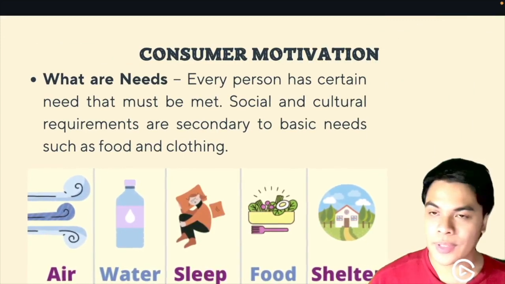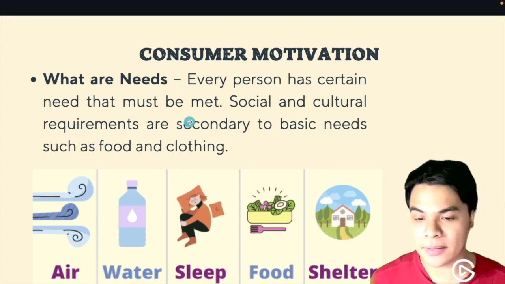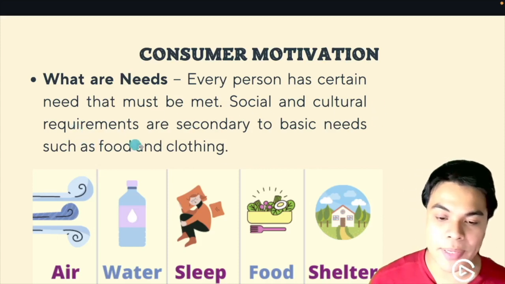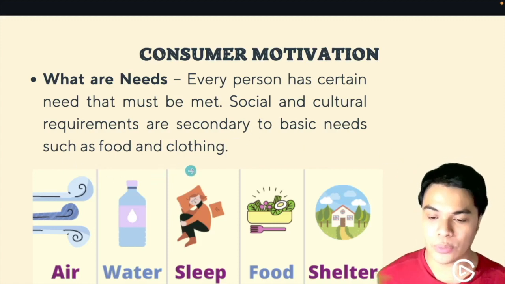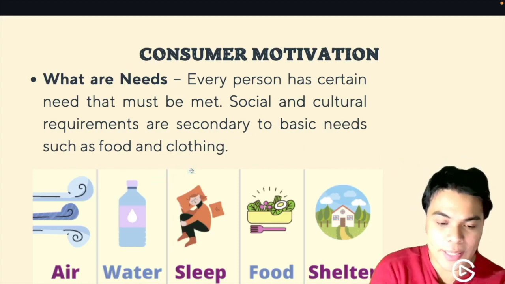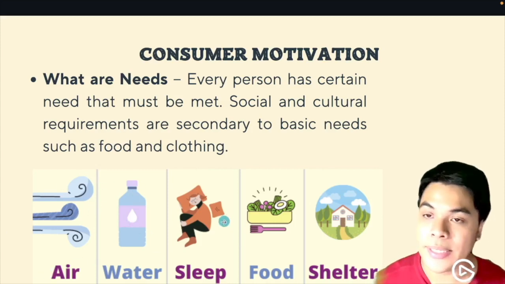So, let's go back to needs. What exactly are needs? Every person has a certain need that must be met. Social and cultural requirements are secondary to basic needs such as food and clothing. So, what are our basic needs? Air, water, sleep, rest, food, and shelter. These are basic needs.